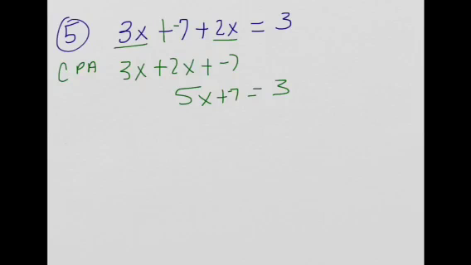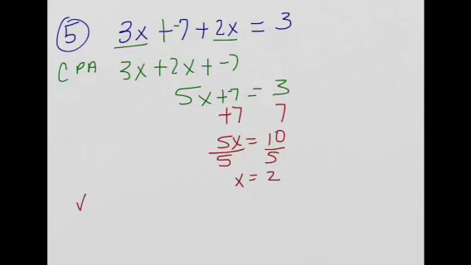Is the variable term on the left? Yes, it is. Is it first? Yes, it is. Is it by itself? No, it's not. So we're going to need to zero pair the negative 7 with a positive 7, and we're going to get 5x is equal to 10. What math operation is this? Multiplication. How do we solve it? Division. So it's going to be x is equal to 2.